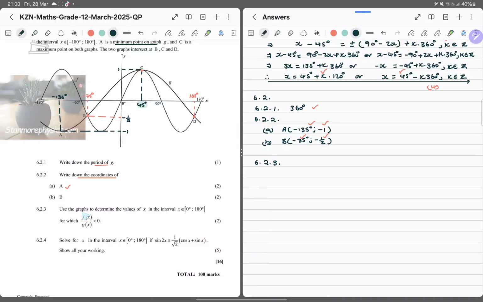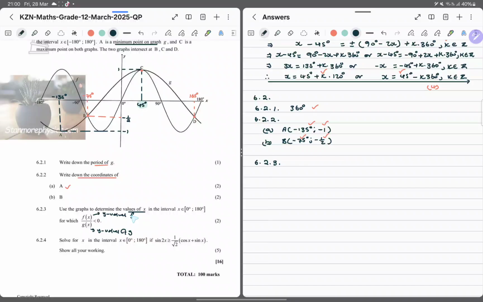6.2.3. We are told to use the graph to determine the values of x in this interval, which is the first 2 quadrants from here to there, where f of x divided by g of x is less than 0. So what does this mean? We know that this simply represents y values of the function f, here y values of g.